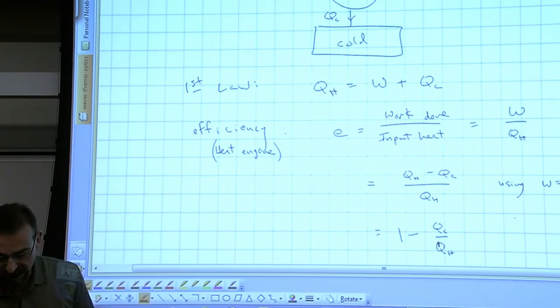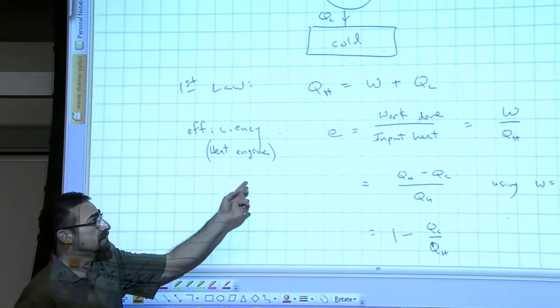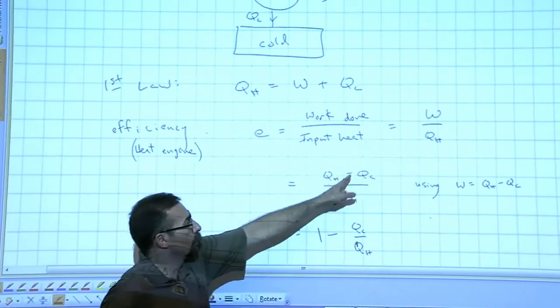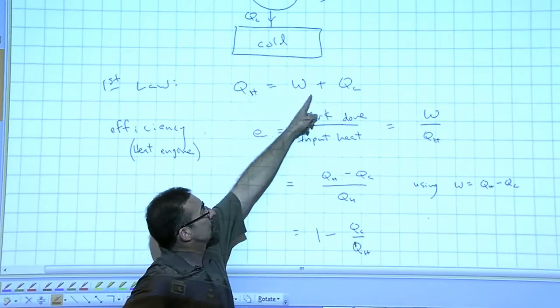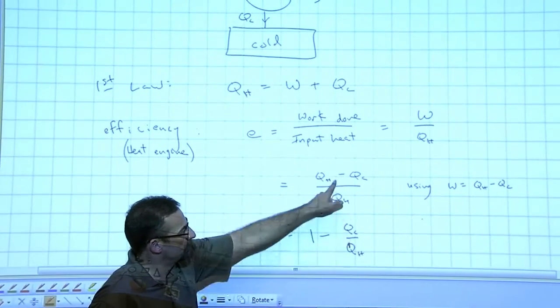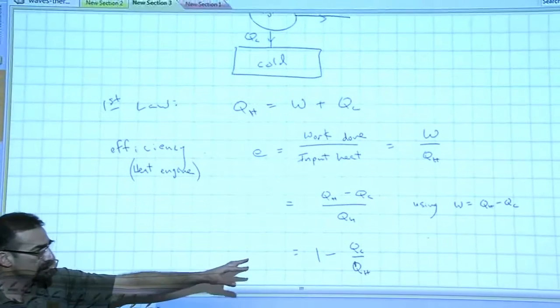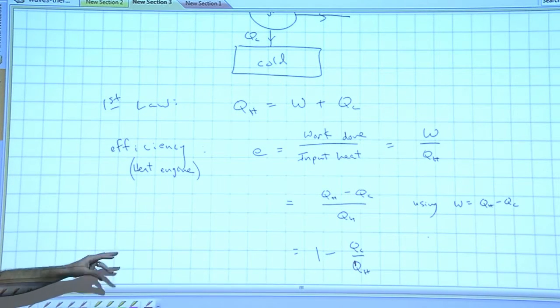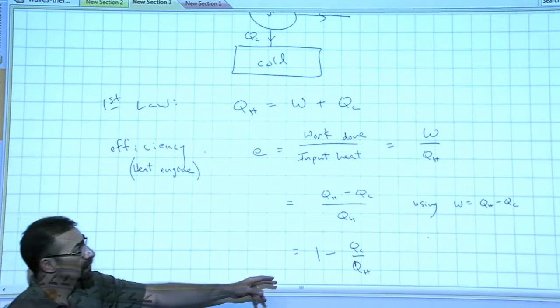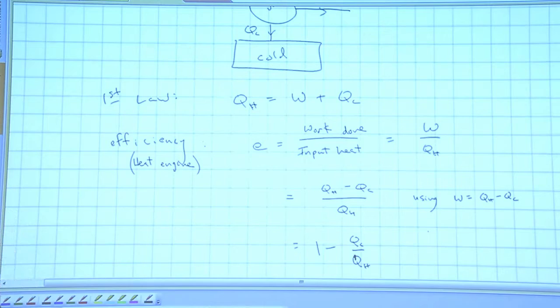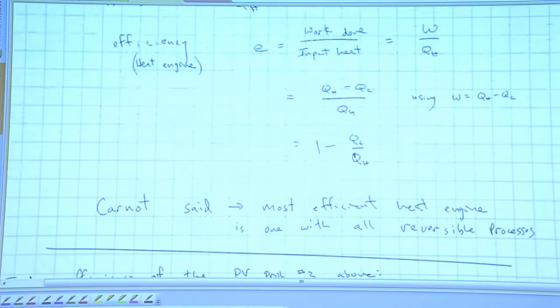So you can make some substitutions here. It's the work, in this case, because it's an engine, it's the work divided by Q hot. Work is equal to this, right? That's our first law. It's changed around a little bit. And then you can simplify that a little bit. So we get the efficiency in terms of the heat or the work done, however you like to look at it. Whichever is most useful for the problem.